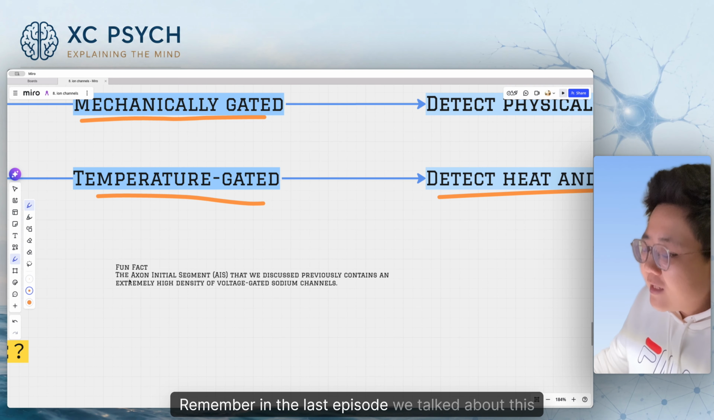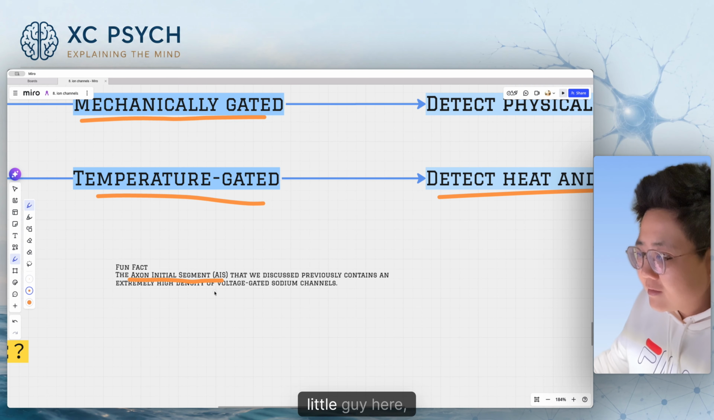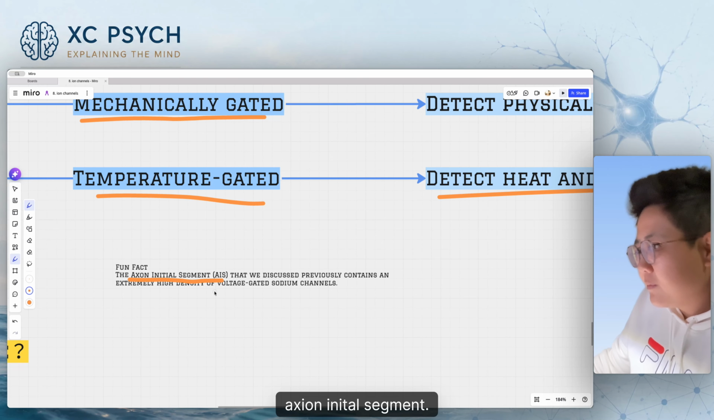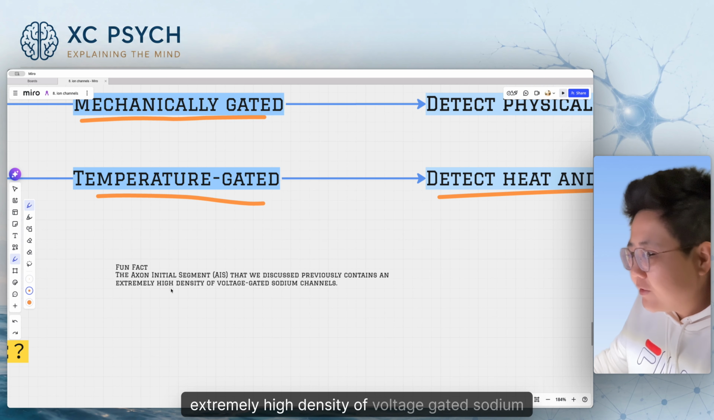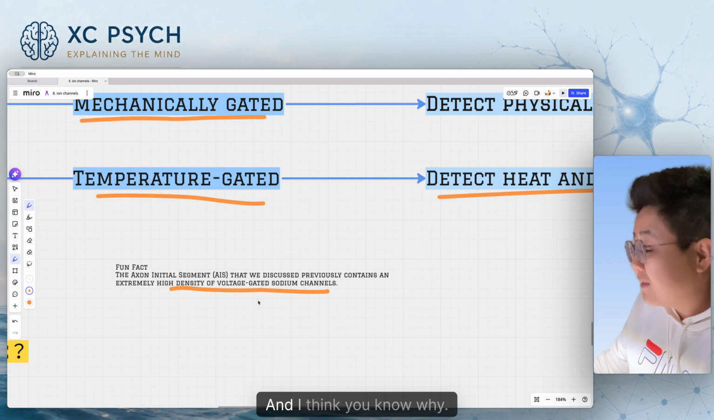And here is a fun fact in very small font. Remember in the last episode, we talked about this little guy here, the axon initial segment. It has an extremely high density of voltage-gated sodium channels. And I think you know why.